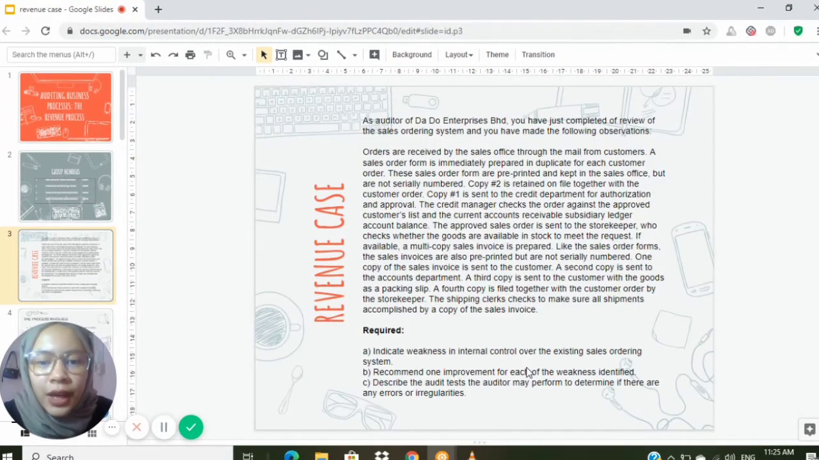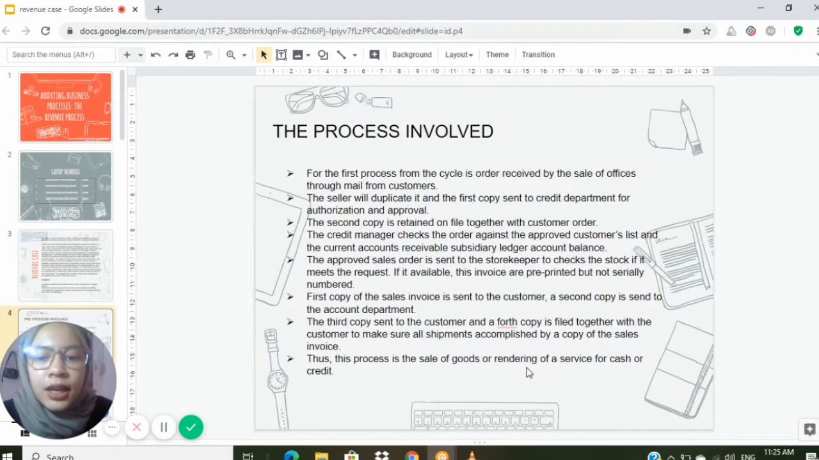This is the revenue case of Dadu Enterprise Berhad. From the case, the process involved is when the order is received through mail from the customer. The seller then will duplicate it, and the first copy is sent to the credit department for authorization and approval, and then the second copy is retained on file together with the customer order.